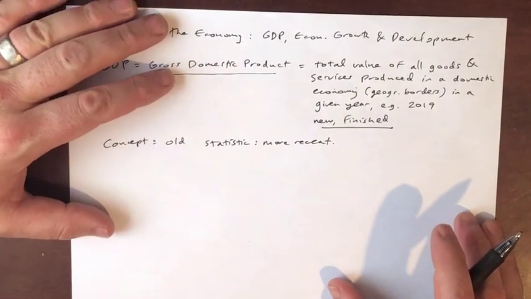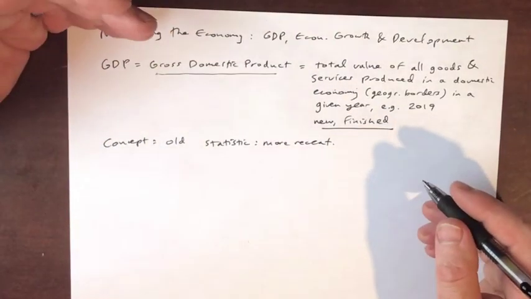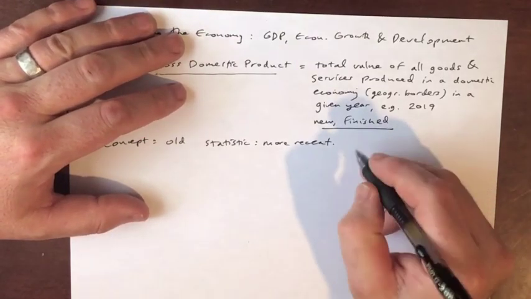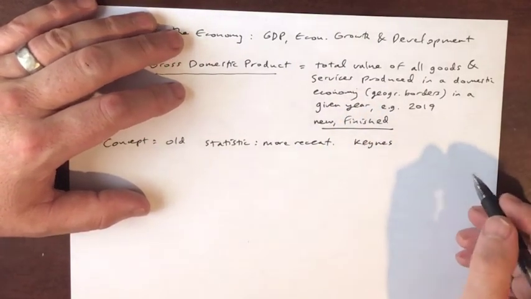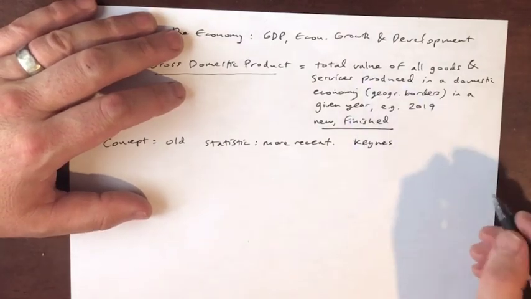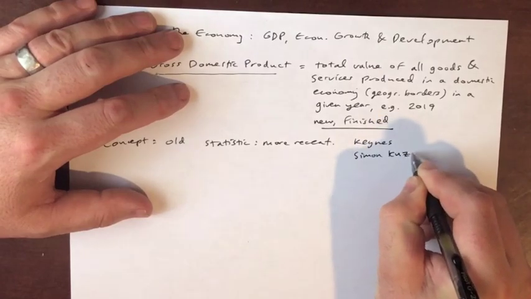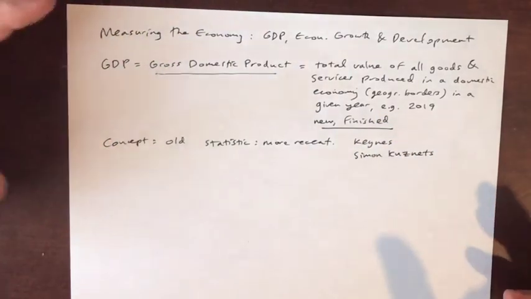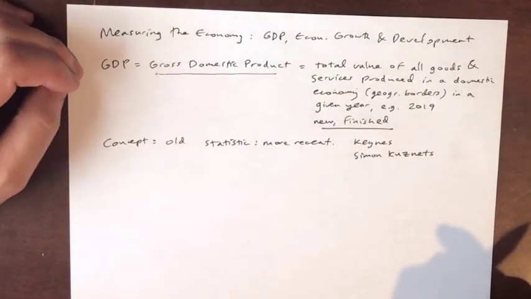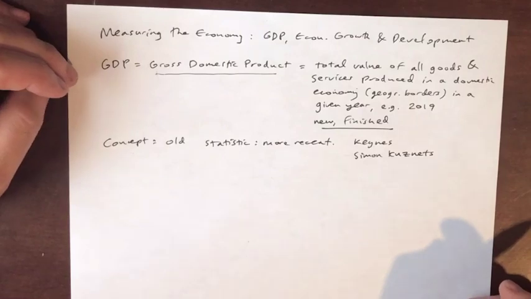Okay, so the person who is most influential in terms of GDP statistics, well, first of all, it's quite based on the work of Keynes, right? But even more than Keynes, it's based on the work of a guy named Simon Kuznets. All right, Simon Kuznets is more than anybody else the architect of the modern concept and measurement of GDP.